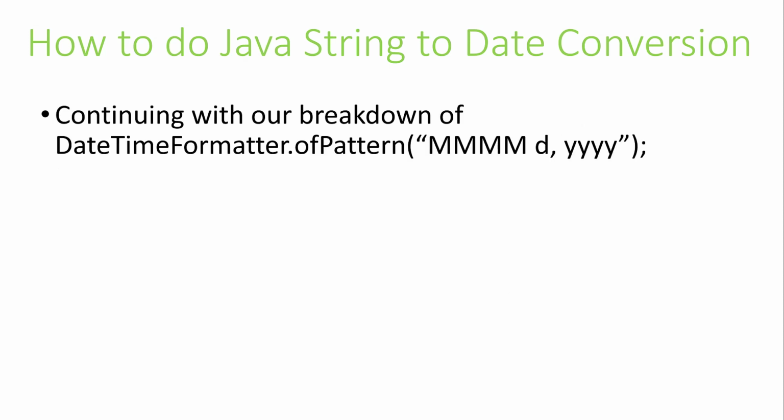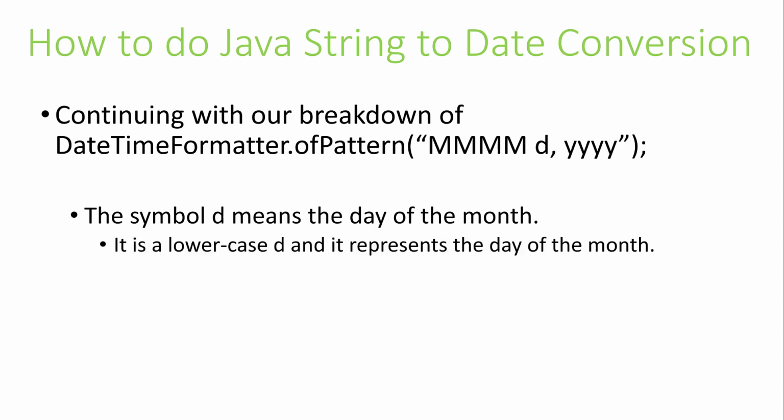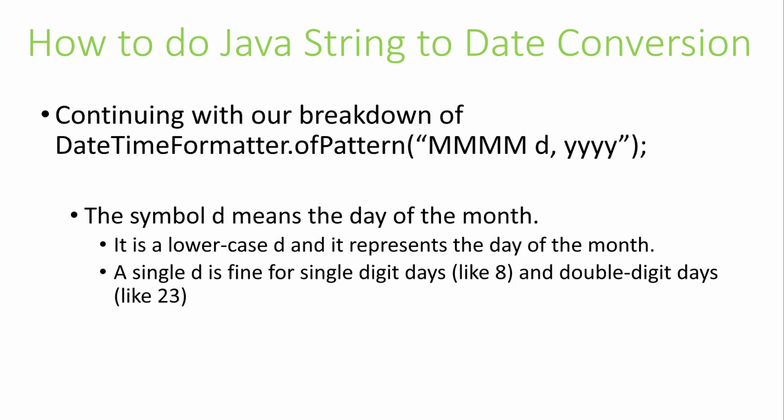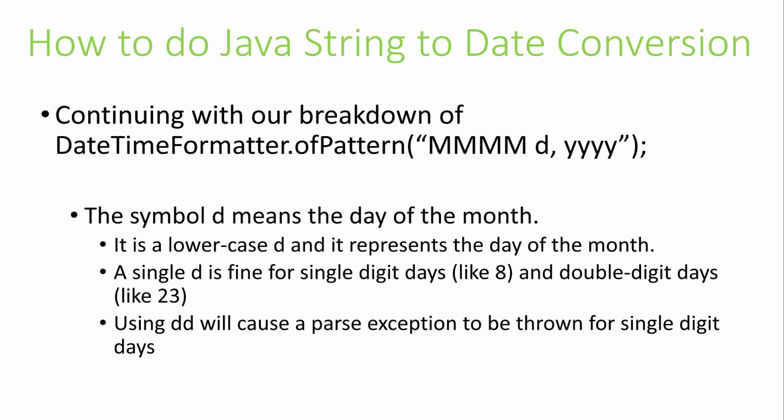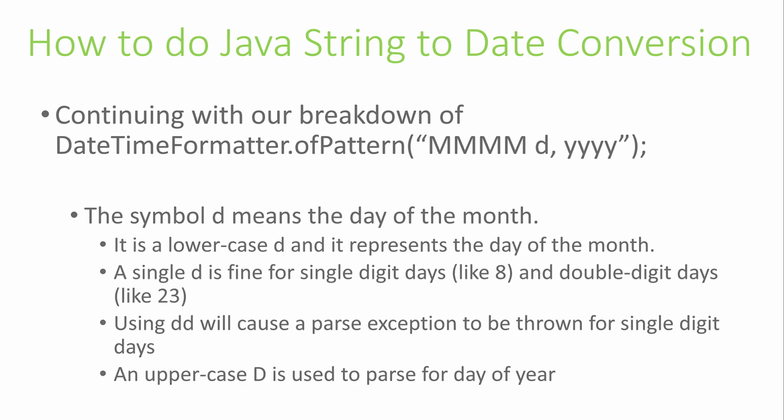Continuing with our breakdown of the pattern, next let's look at the d. The symbol d indicates that the string should contain the day of the month. It's a lowercase d. A single lowercase d is fine for either 1 or 2 digit days in a string, so either January 1 or January 25, for example, will work equally well when only 1 d is specified. If a string uses 2 d's, it will work for double-digit days of the month, like 25, but will fail with a parser exception for single-digit days, like 1. If an uppercase D is used, it represents the day of the year, so a number between 1 and 365, or 366 for leap years.